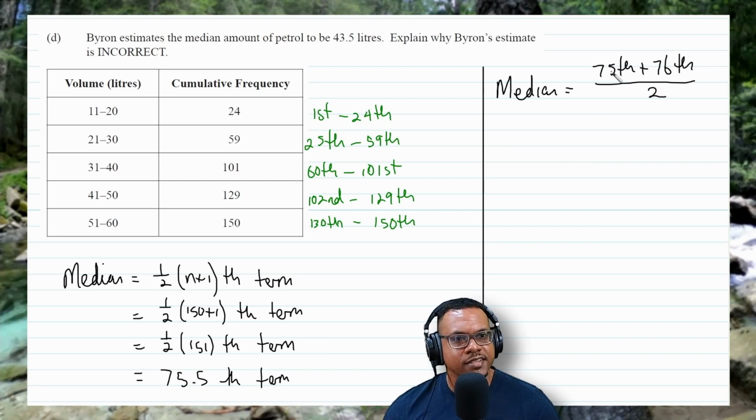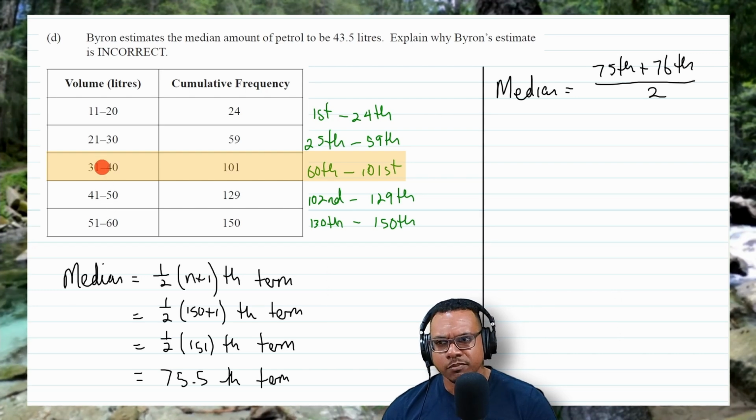All right, so how do we get the 75th and the 76th term? We come here, see where's 75 and 76. It will fall within this 60th to 101st term. So it falls within this class interval here, 31 to 40, both the 75th and 76th term.